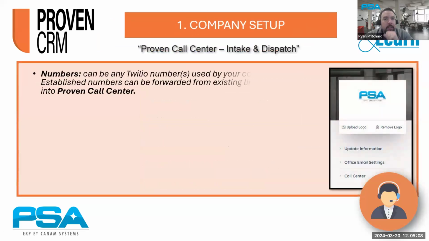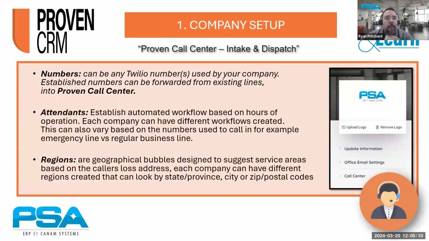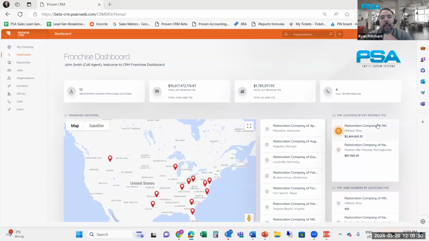company setup. The first thing we're going to take a look at is the new company setup screens. And we're going to be looking at three key areas of our company setup: numbers, attendance, and regions. And so in here, I'm going to just quickly jump into our company settings from my call center dashboard. So I'm just going to jump really quickly into my CRM profile.